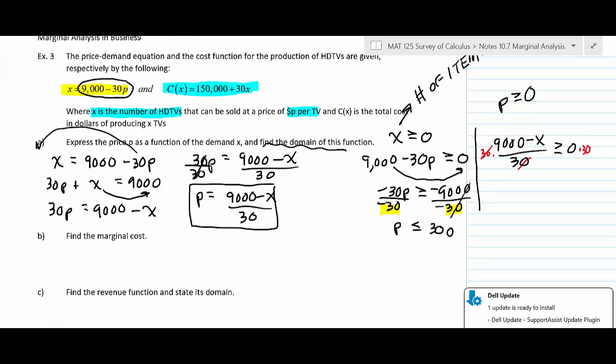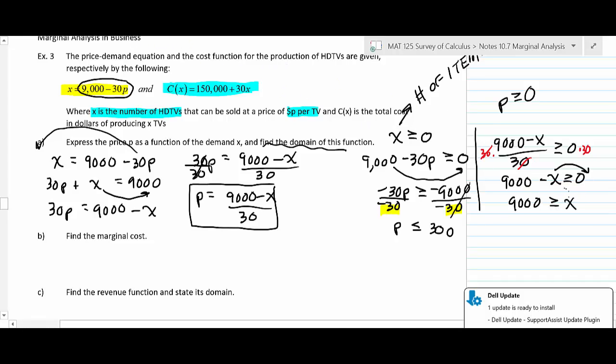So this is kind of what you're after: 9,000 minus x is greater than or equal to 0. Then what you can do on this is you can either move the 9,000 or you can move the x, or the x doesn't make any difference. I'm just going to write this as 9,000 is greater than or equal to x. Okay, so this is going to give you a domain, these two statements right here.